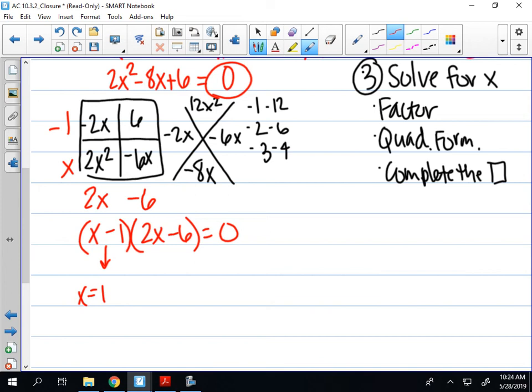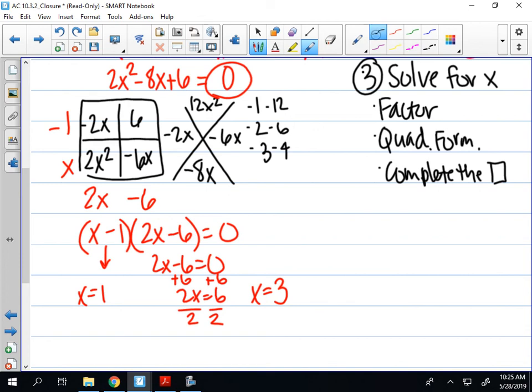This one's a little harder to see, so I'm actually going to set up my equation. I'm trying to find the x that makes 0. So plus 6, and then divide by 2. So one of my x values is 1. One of my x values is 3. Those aren't the points of intersection. Those are the x values of the points of intersection.